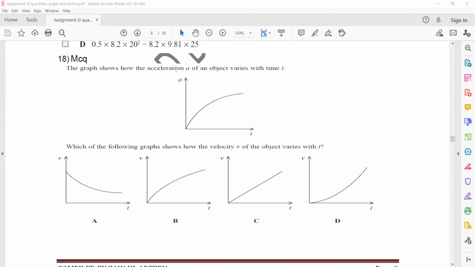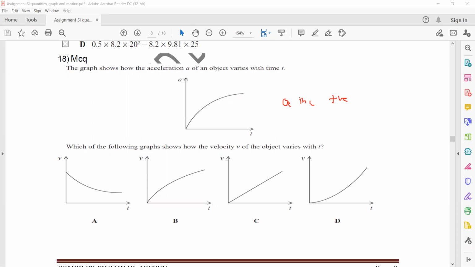In question 18, the graph shows how the acceleration a of an object varies with time. So this is an acceleration-time graph. Now what is happening to acceleration? Acceleration is increasing. The value of the acceleration is increasing and it is positive, because acceleration is on the y-axis, so acceleration is increasing and it is a positive value.